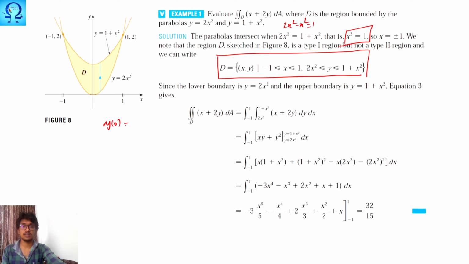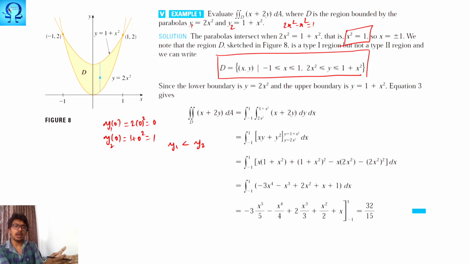Y of 0 in the first one is going to give you 0. Then in the second one, it is 1 plus 0 square, which is 1. So if you take this one as y1 and this one as y2, you may very well see that your y1 value is smaller than y2. These are the points of intersection, which means between minus 1 and 1, your y1 is going to be the lower one and y2 is going to be the upper one. That you can conclude.